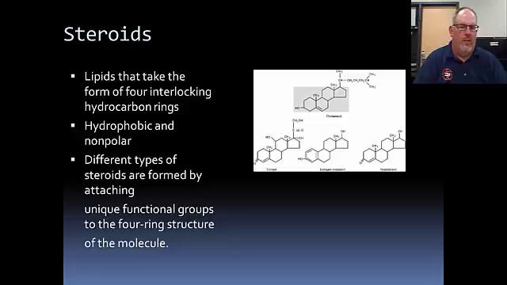One of them down here at the bottom is cortisol. This is what a lot of people call hydrocortisone. It's the natural corticosteroid for the body, and it's based off of a cholesterol chain with extra carbons attached to it.